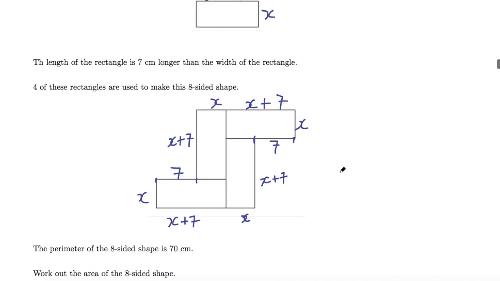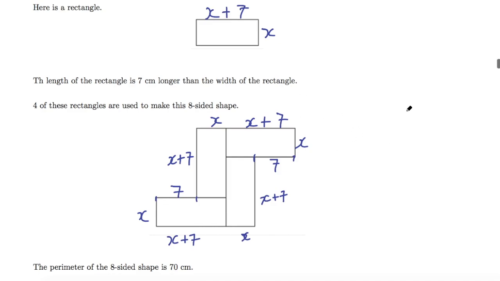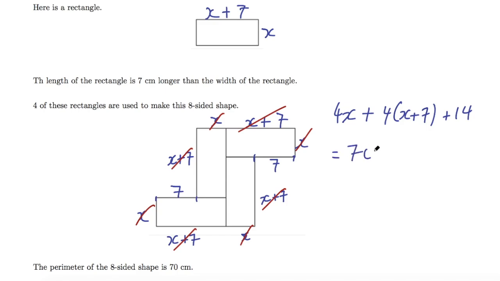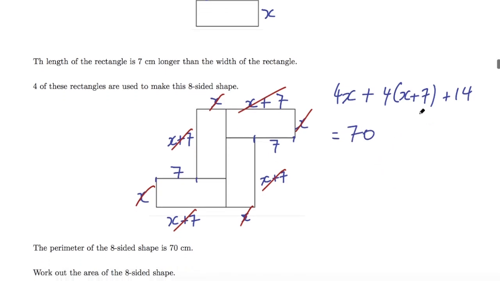Now what we need to do is add all of those lengths up, and if we add all of them up, we can say they equal 70. So let's first make an equation. Let's take all of the x's, and we've got 1, 2, 3, 4 x's. So I'm just going to say 4x plus x plus 7, x plus 7, x plus 7, x plus 7. There's 4 of those, so 4 lots of x plus 7, and then 2 lots of 7, 14. If I add all those together, that equals 70. Alright, so here I've created my equation. Now I just need to solve for x.